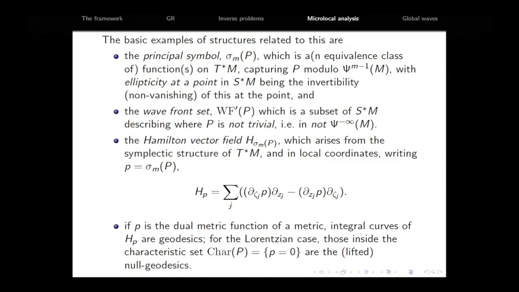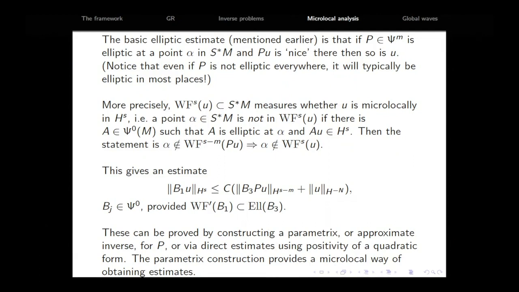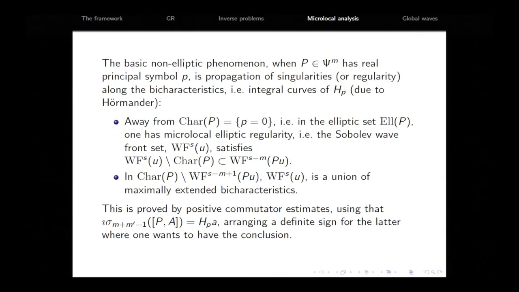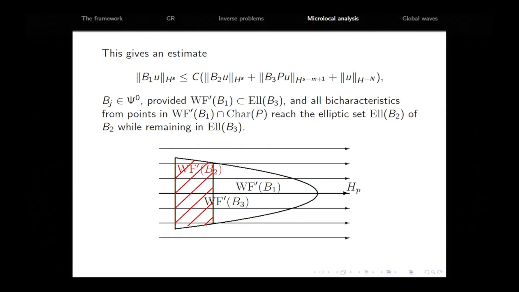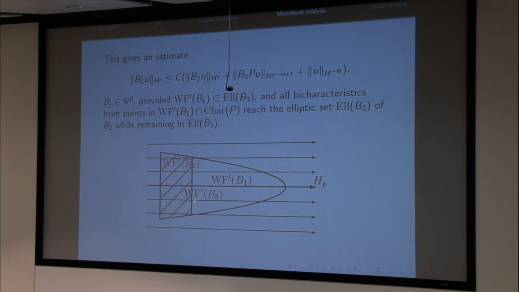Okay, and then, maybe I'm going to skip over this. For example, these sorts of things give you a microlocal, so local in phase space, version of elliptic estimates. Then once you get to non-elliptic problems like wave equations, you have a propagation phenomenon in phase space, and that basically looks like this. This is a phase space picture, the Hamilton vector field orbits. Roughly speaking, if you control a function in some region of phase space, you control it later on using the Hamilton flow.